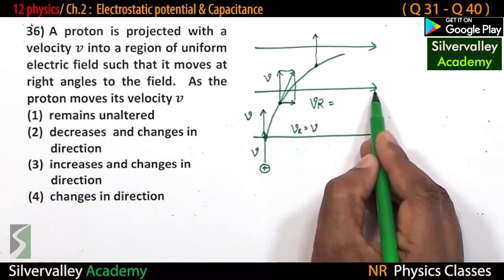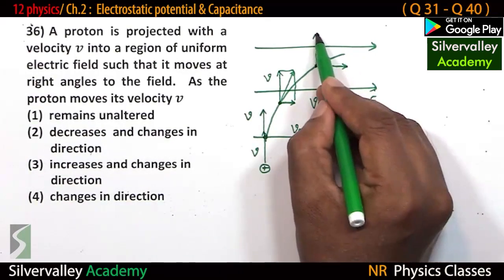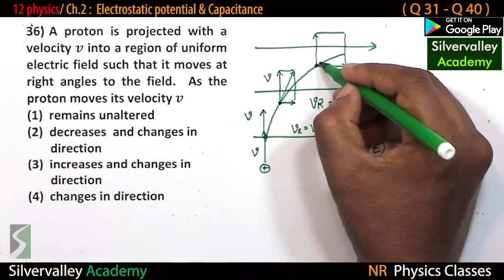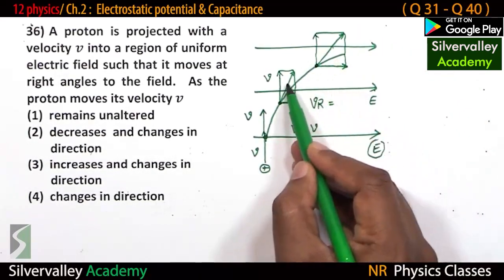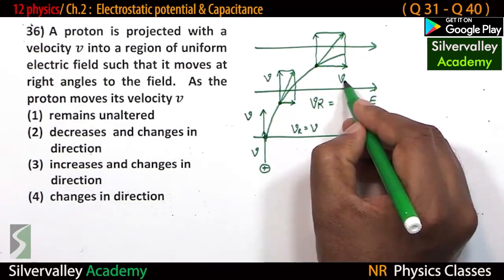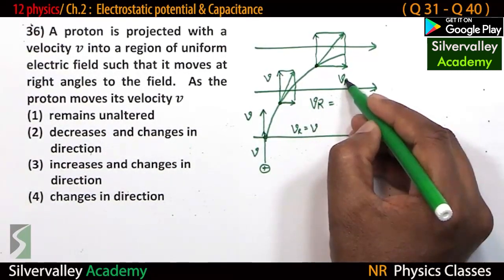Because of the force due to the electric field, the proton acquires more velocity. So the resultant of these two will be greater than in the previous case. So this resultant is greater than this resultant, so Vr, the resultant velocity, increases.